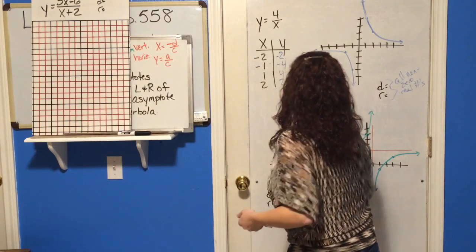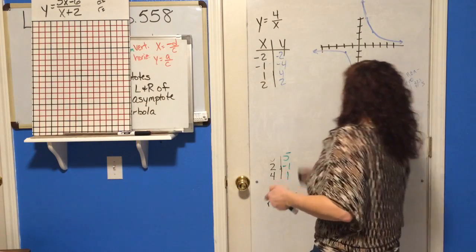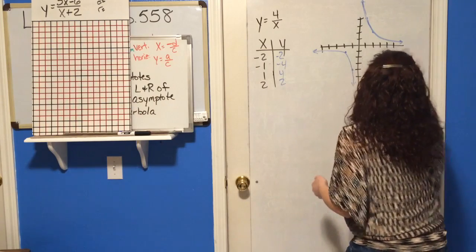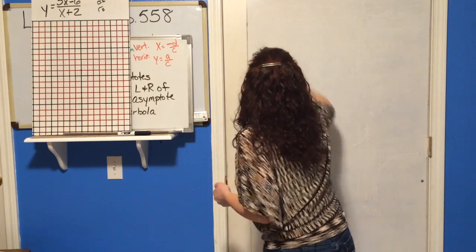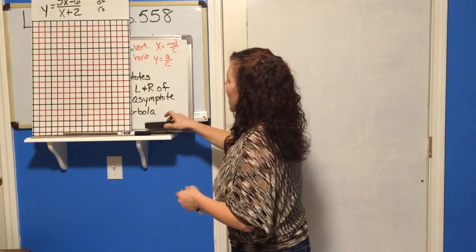Oh, let's just erase the whole thing. Here we go. All right, so step one, we need to find the asymptotes.